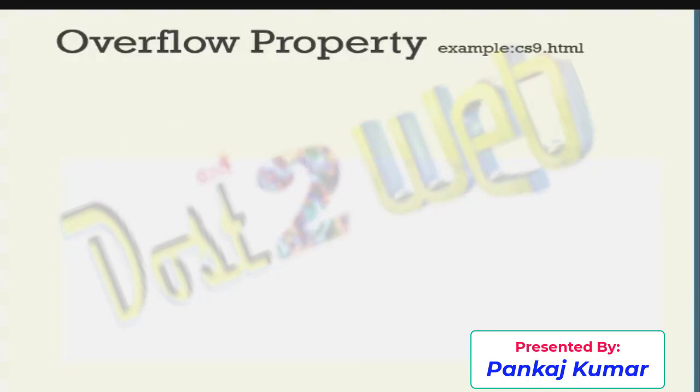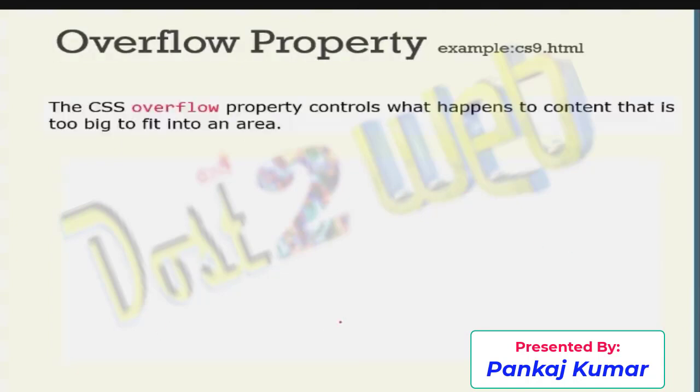Next, you have something called the overflow property. In CSS, when you use the overflow property, it controls what happens to content that is too big to fit in the area. As I said, an image or any other content that is too big and cannot fit into the particular content area goes out of the area. Then how are you going to handle it? Your overflow property is going to control that.